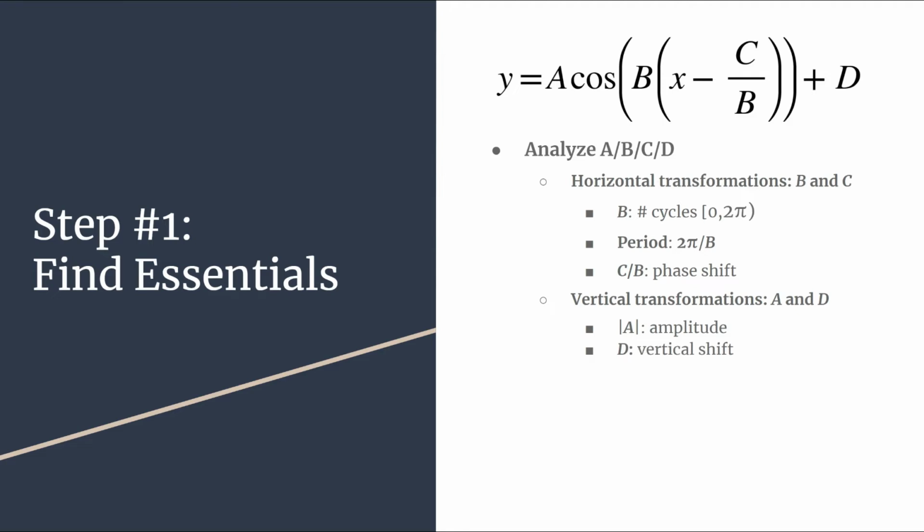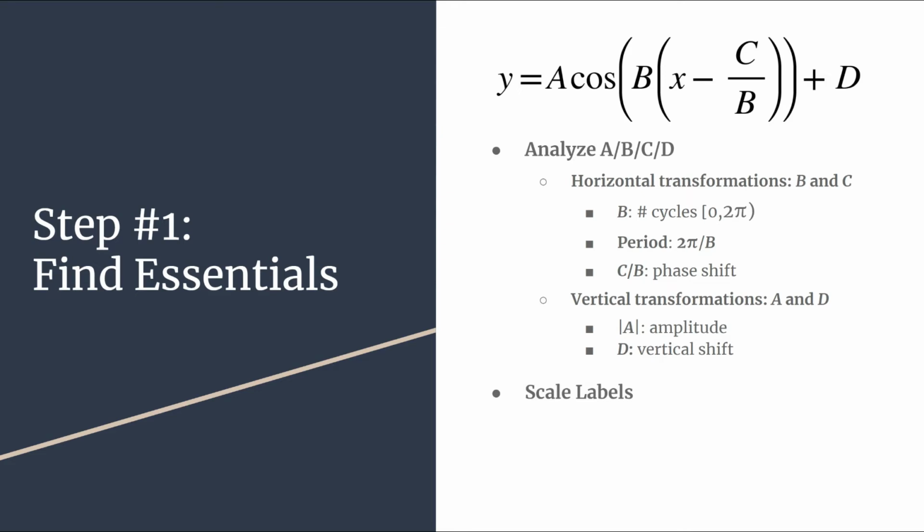So if you see D is positive, you move up. D is negative, you move down. That should feel very familiar to all of the other transformations you've done for other functions. Because if you see a +1, you'll move up 1, a -1, you'll move down 1.